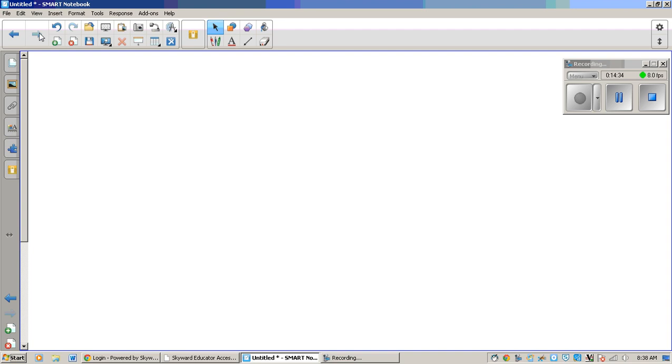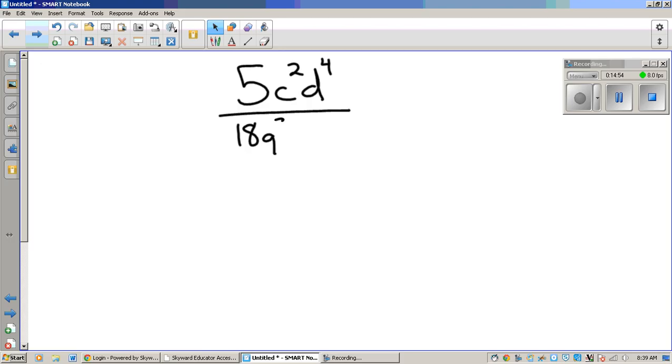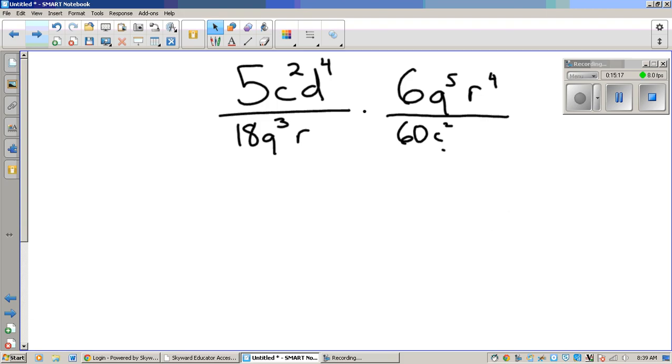So at this time, I've got one more for you to try. 5c squared d to the fourth, over 18 q to the third r, times 6 q to the 5th r to the 4th over 16 c squared d squared. That's interesting. Okay, go ahead and solve that one.